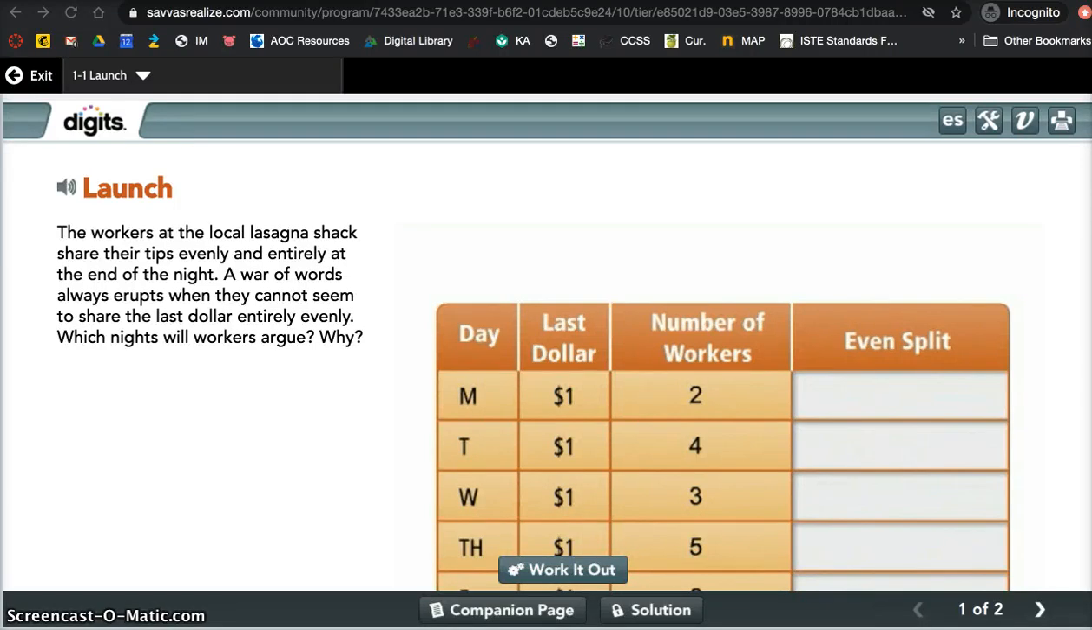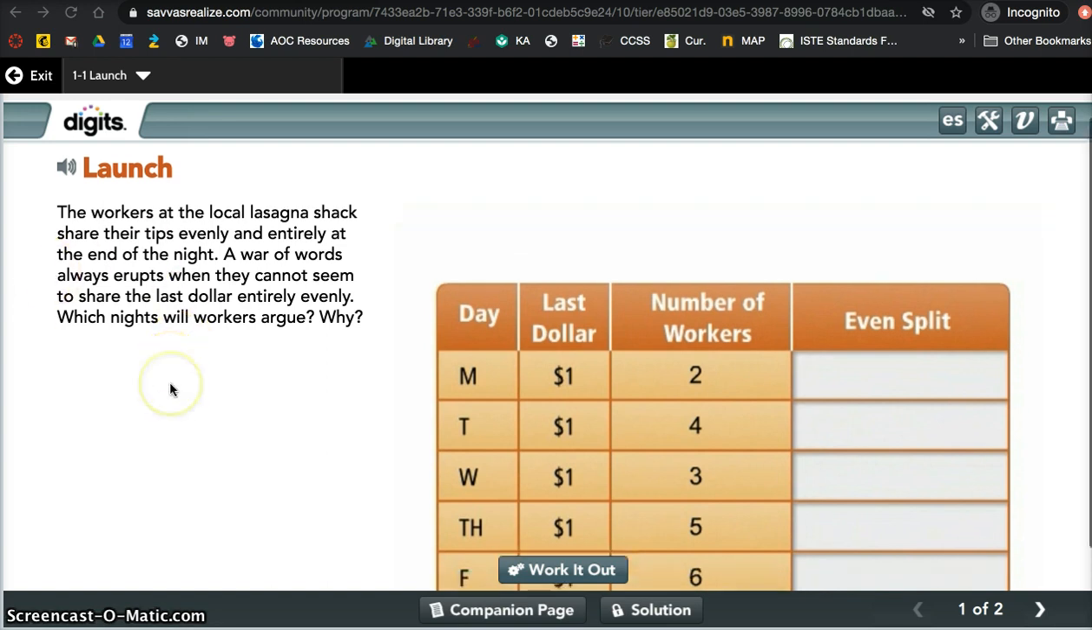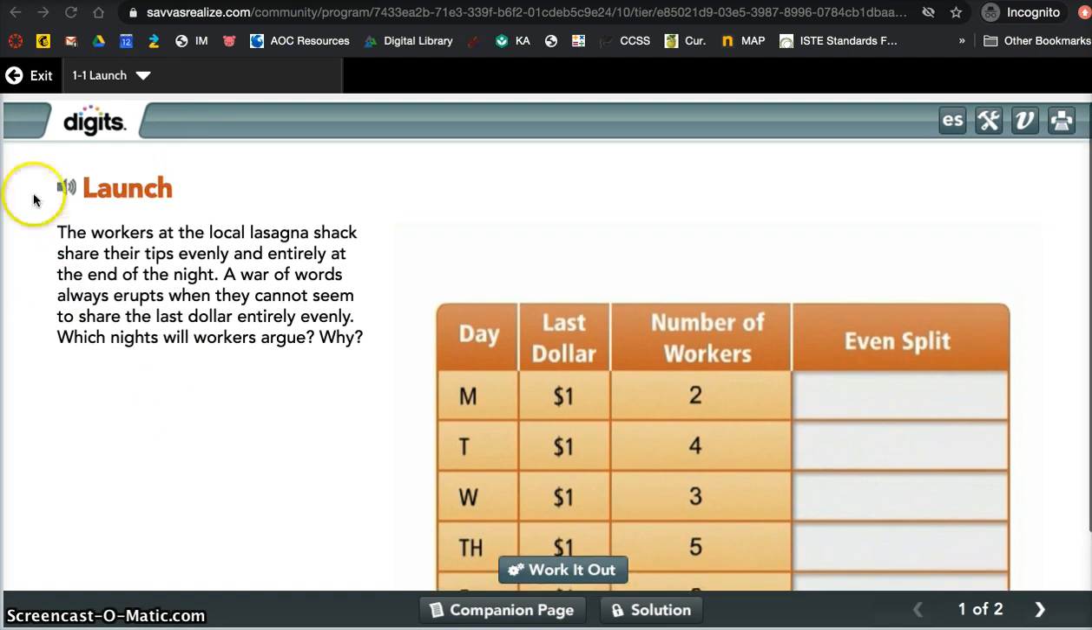To begin with our lessons, you are going to need your student companion book, which is the consumable softcover book, and then you'll follow along with that book while you watch this video. So you can open to lesson 1 and look for the launch that looks similar to this, and we'll go ahead and try this first problem together.